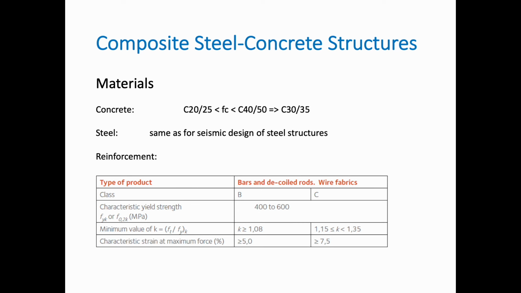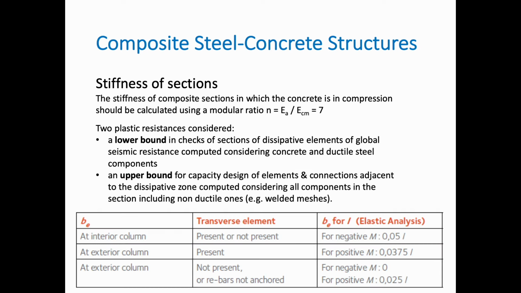And here is a set of recommended material values for classes B and C. You can see the concrete that is suggested to be C30/37 or thereabouts. The steel is the same as for the seismic design of steel structures, and the reinforcement has a characteristic yield strength, a minimum value of k, and a characteristic strain at maximum force, depending on which class you're designing for. So for calculating the stiffness of composite sections, we have to look at the concrete, which is in compression, and we calculate for that a modular ratio n.